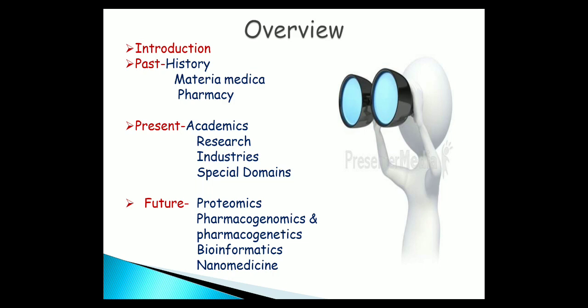The proteome is the entire set of proteins that is produced or modified by an organism or system. Proteomics has enabled the identification of an ever increasing number of proteins. Okay, so next is pharmacogenomics and pharmacogenetics.